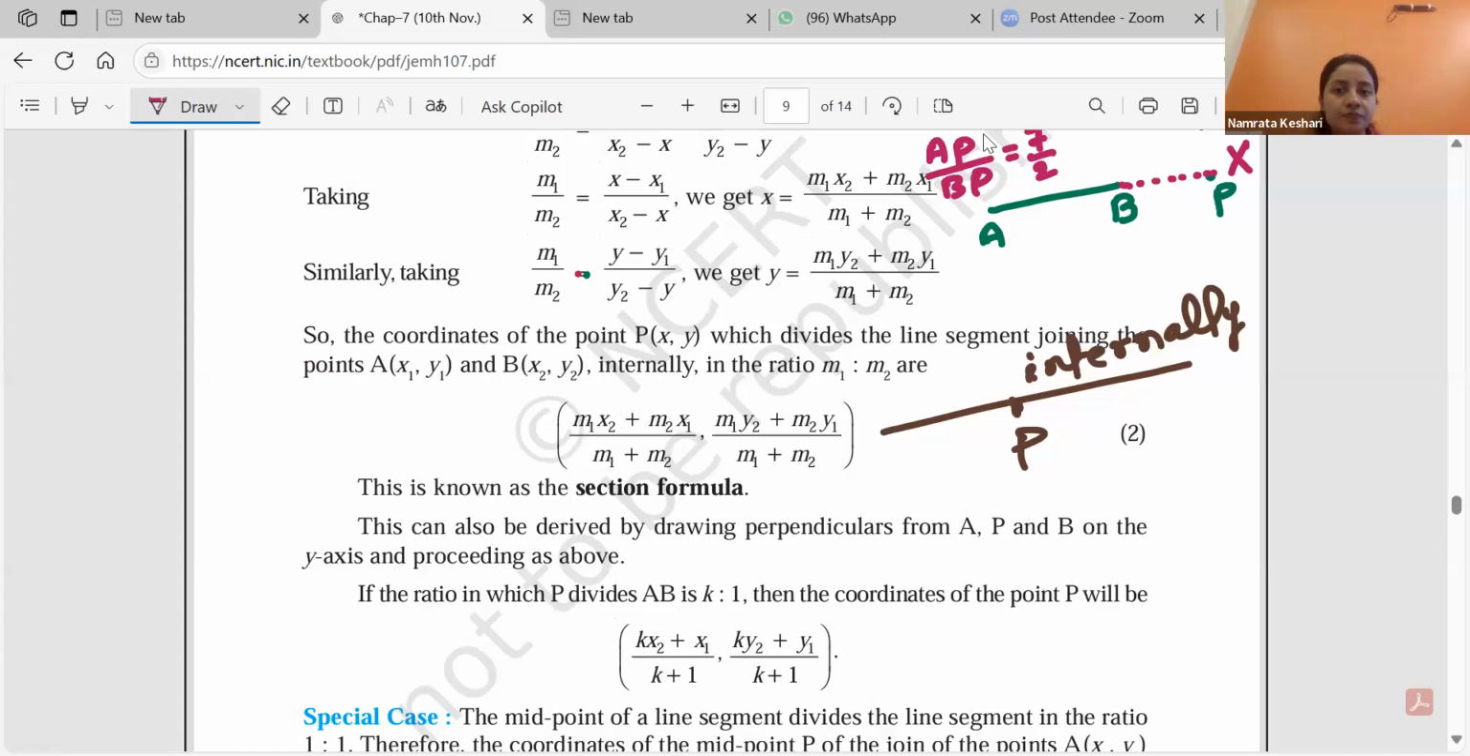Ma'am, in this case, the ratio is 5:2, right? AP by BP is equal to 7/2. Can you please repeat? Ma'am, you gave an example, 7/2, AP by BP, right? In that case, the ratio is 5:2, right?